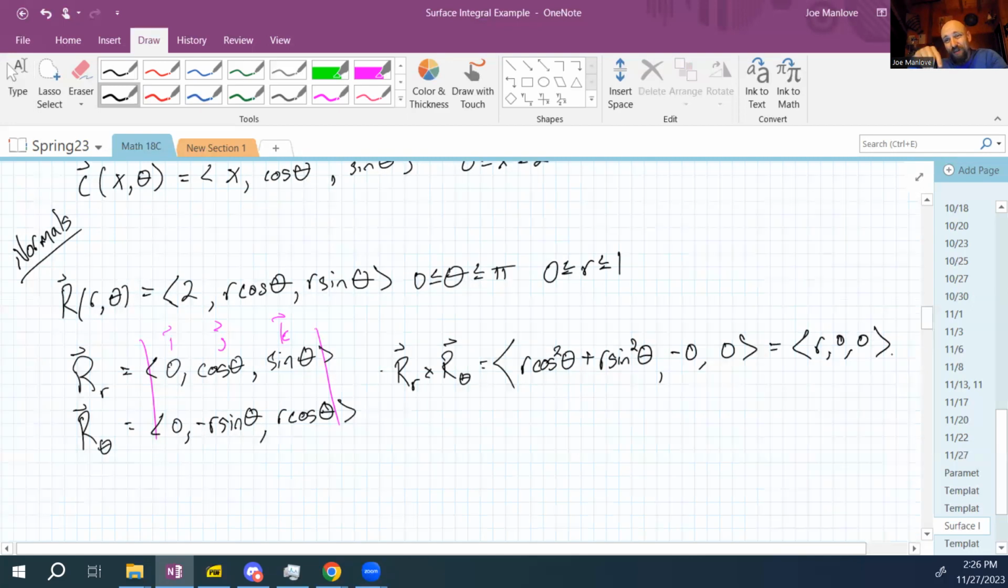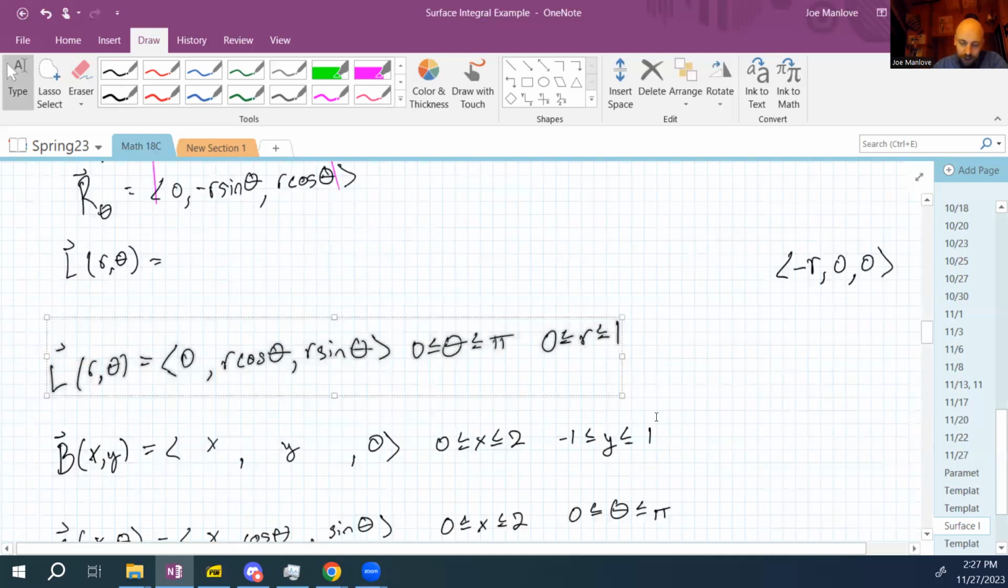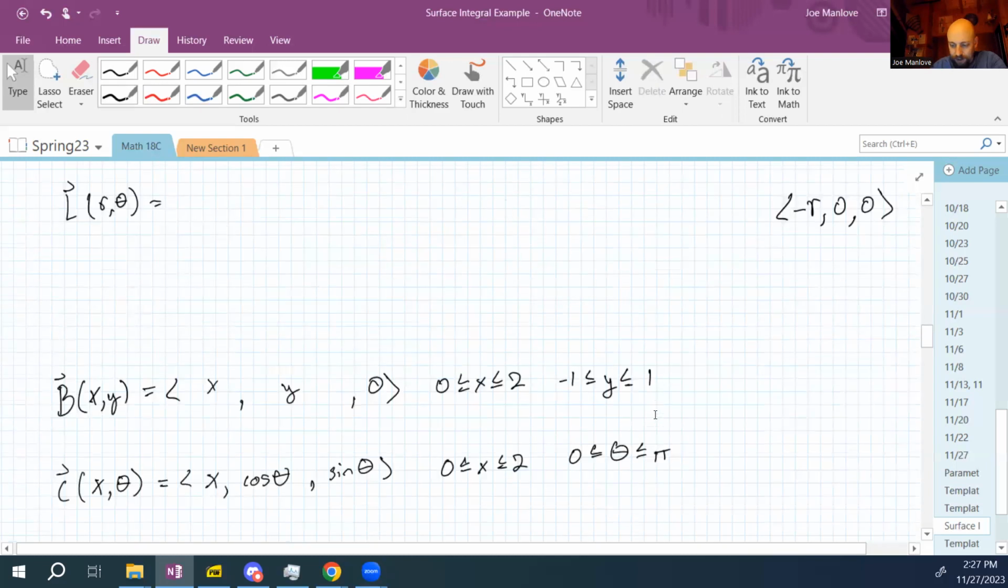Please note, you need to check whether you crossed those in the right order or not, because you may have taken your partials in the other order, which would be fine, but you'd want to make sure it matches up with our outwardly oriented assumption. That's going to let me sort out left real quick. Left as a function of R and theta. That one's going to give me a normal vector that's going to look like minus R comma 0 comma 0, right? So we're just not going to worry about left because it's going to give us that.